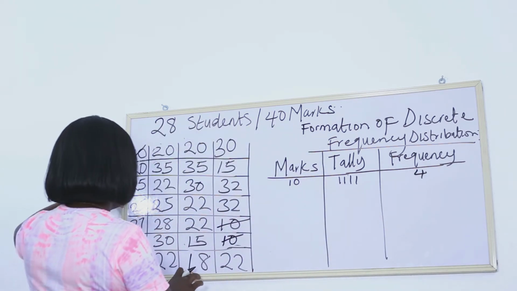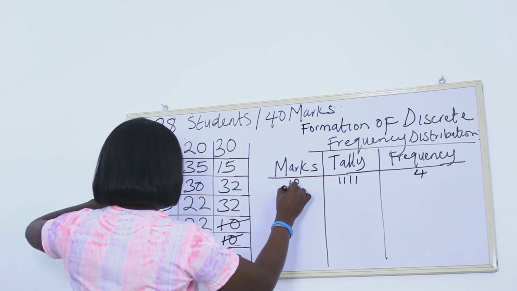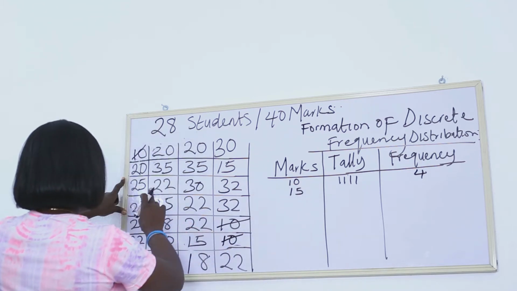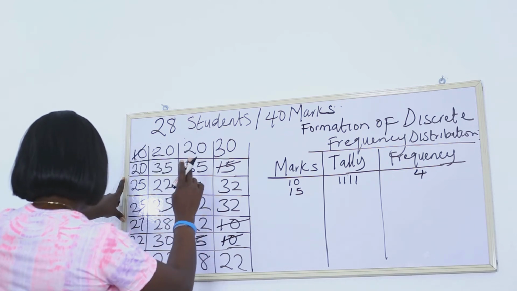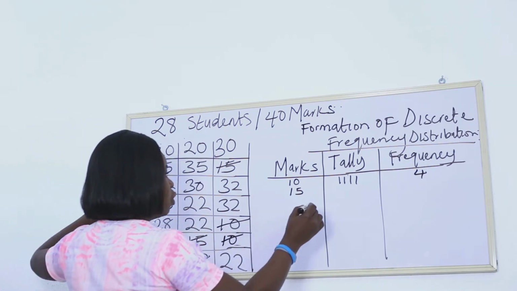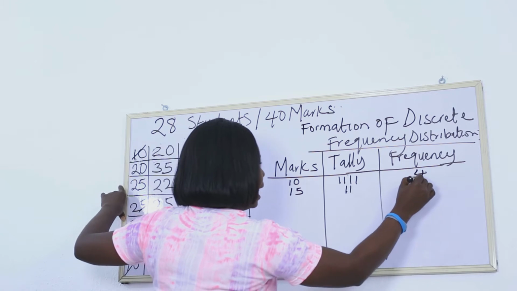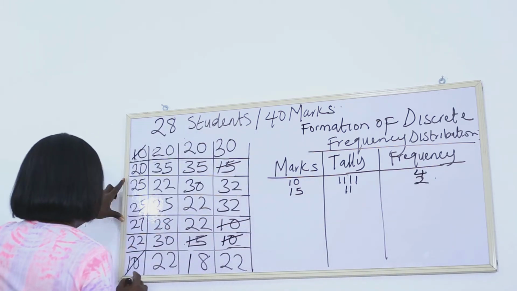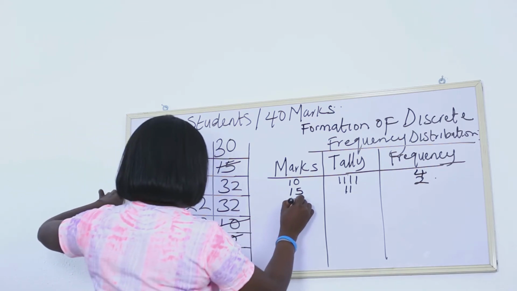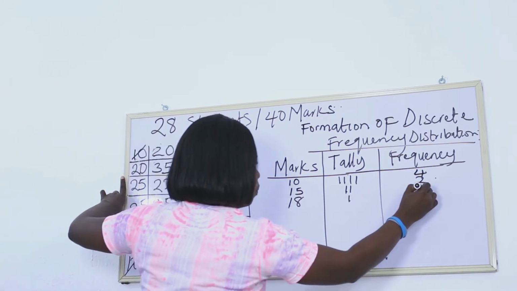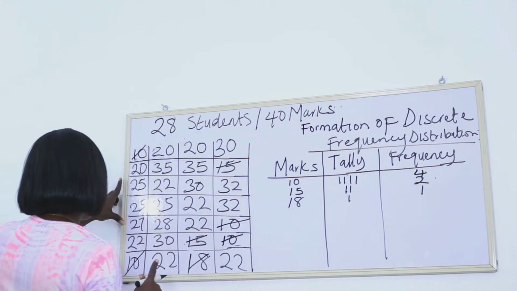Then the next value we have that is small, next to 10, is 15. How many times has 15 occurred? 1 and 2. I can only see 2 places where 15 has occurred. So I come here 1, 2, and I write 2 here for 15. Then the next value is 18. 18 has occurred only once. So I come here and write 18 and put 1.